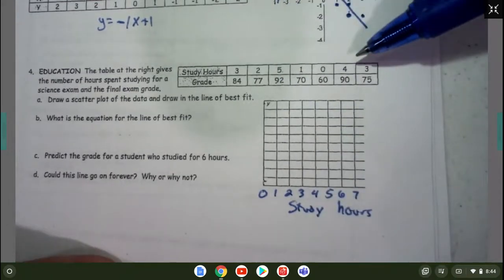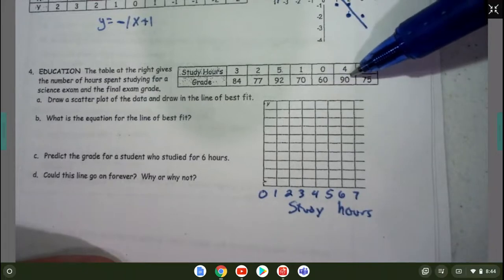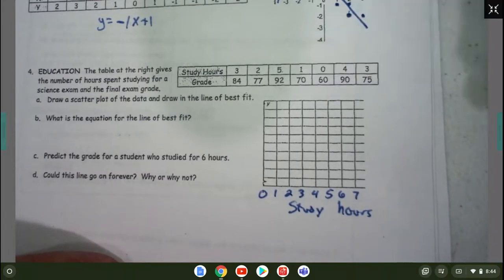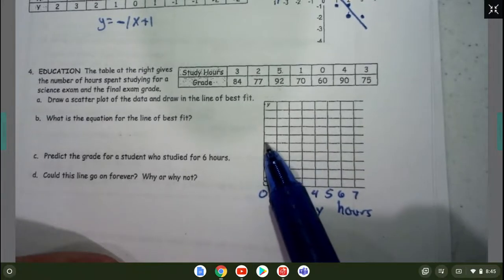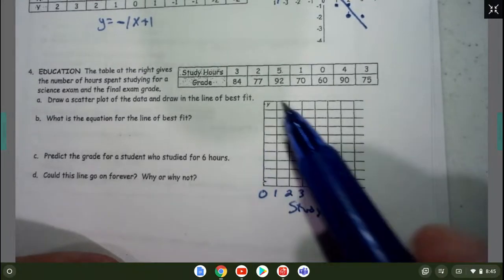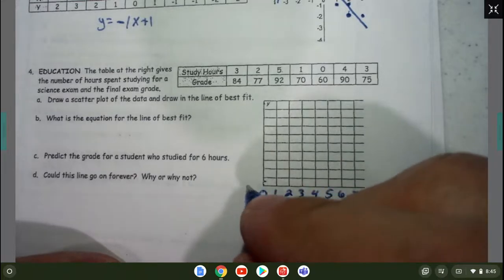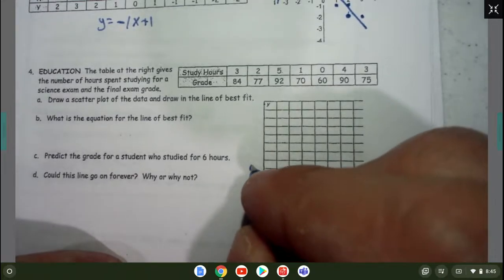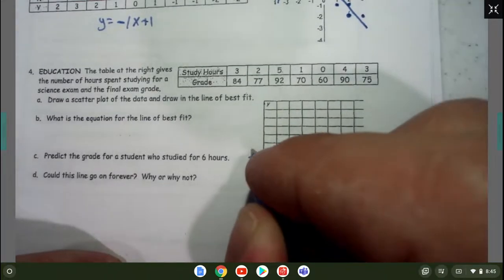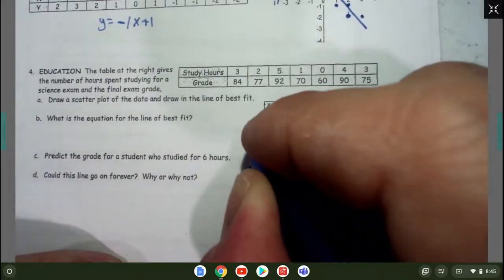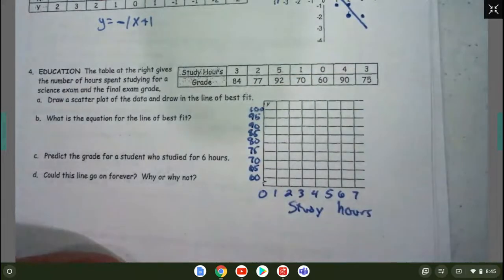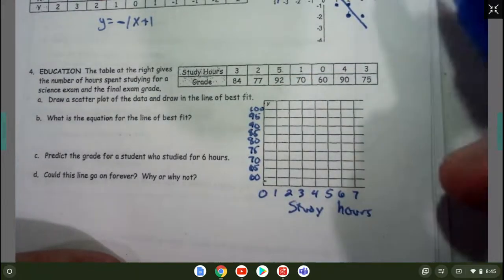On my grade, I might need to be a little more precise here. I've got to go from 60 to 90, 92, I guess, really. So if I started at 60, 65, 70, 75, 80, 85, 90, 95, that would actually work right there, wouldn't it? So I can do that: 60, 65, 70, 75, 80, 85, 90, 95, and that would be 100 right there. Right. So let's go ahead and plot these.